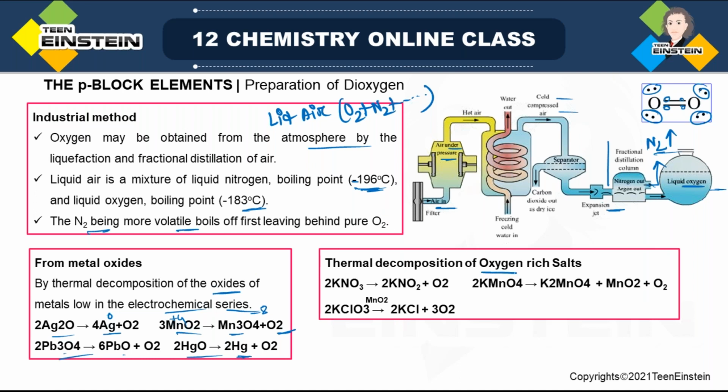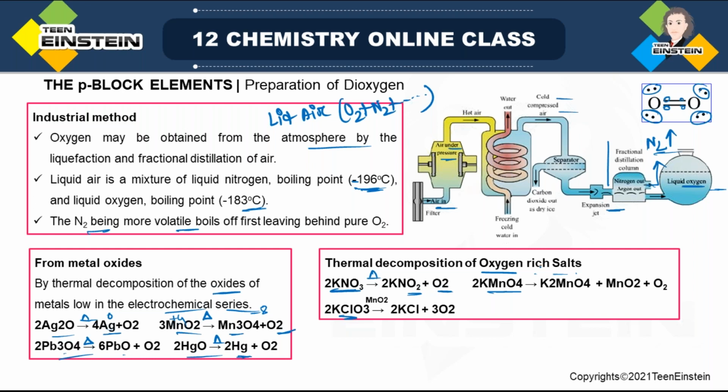Thermal decomposition of oxygen rich salt. So for oxygen rich salt, what salts have we taken here? Potassium nitrate, potassium permanganate, potassium chlorate. Potassium nitrate is decomposed, so you have to apply heat. Basically these equations should also have this sign. When you are heating it, KNO3 liberates oxygen and itself is converted to KNO2.